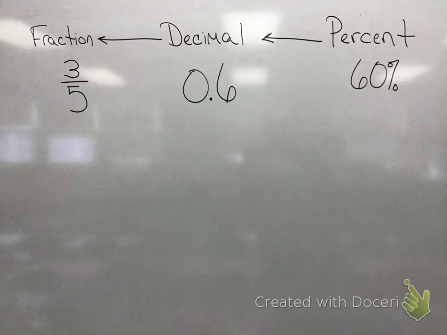And there you can see that 3/5 equals 0.6, which equals 60%.